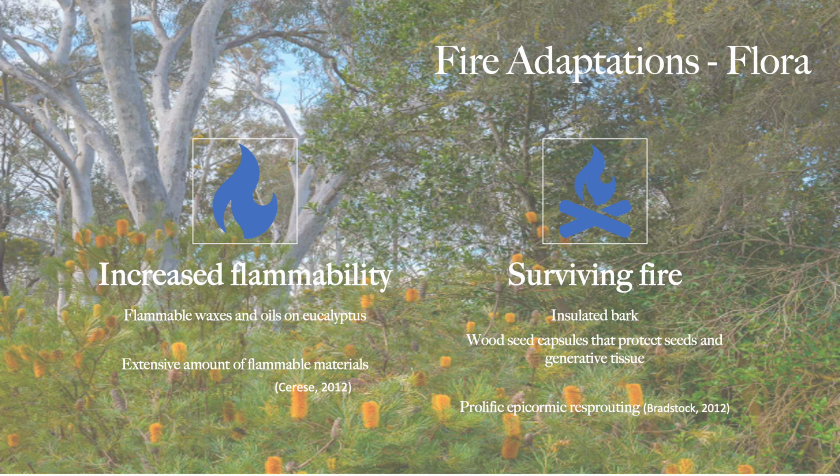Plants in this ecosystem are adapted to survive fire, and some characteristics of these species actually promote an environment that increases wildfire probability. Eucalyptus and other species carry highly flammable oils and waxes, as well as create extensive amounts of flammable materials like shedding bark or dry leaves. Because of this increased flammability of the site, many species are adapted to survive fire. Characteristics include insulated bark, woody seed capsules that protect the seeds, and prolific epicormic resprouting in the higher canopy that helps outcompete basal resprouters.